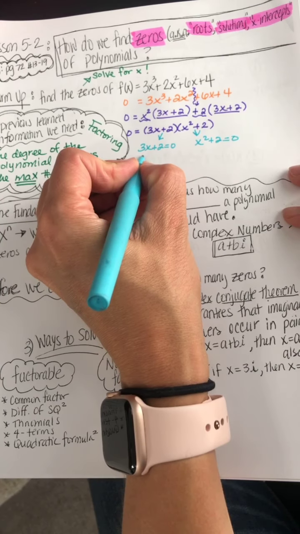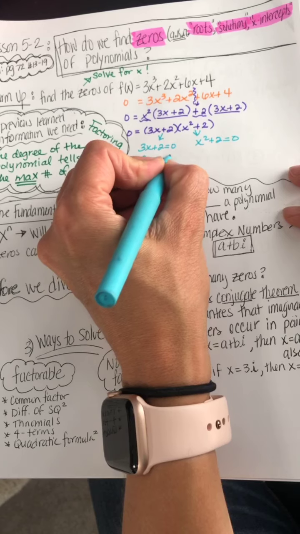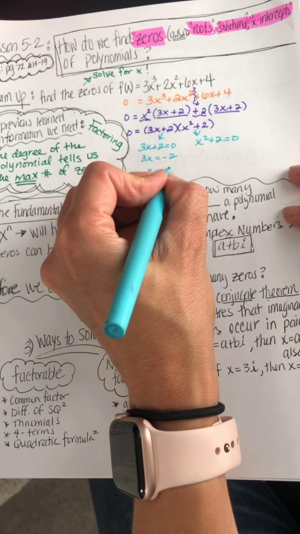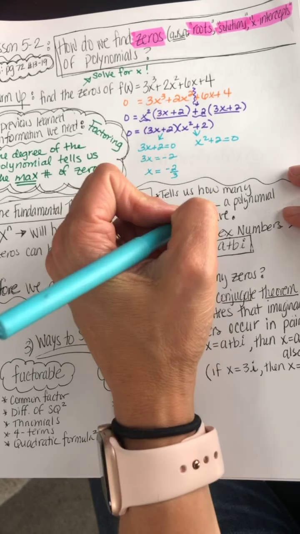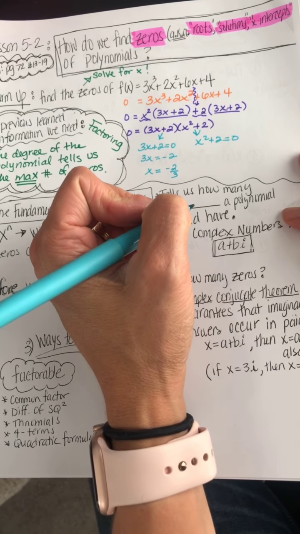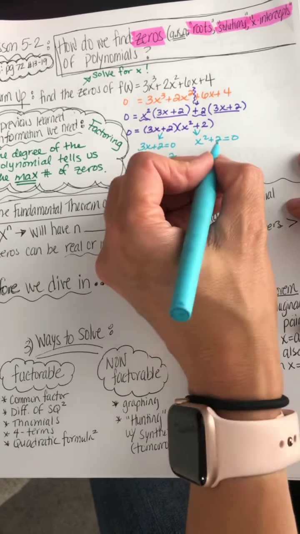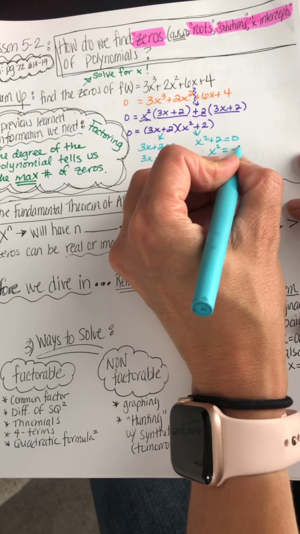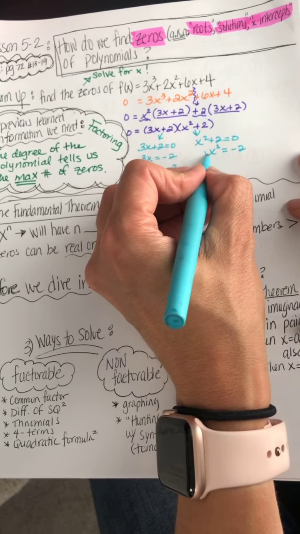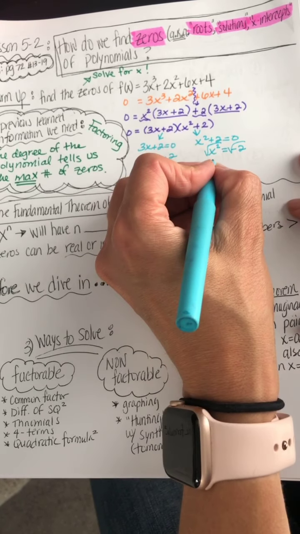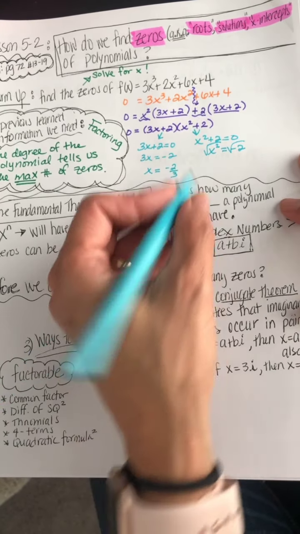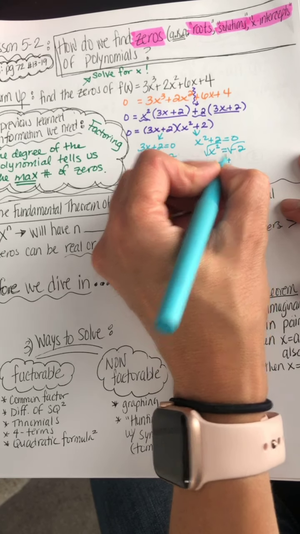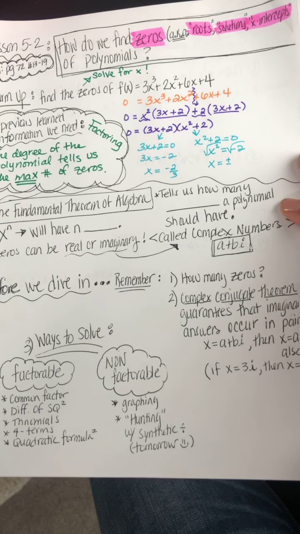Subtract 2 on both sides, we'll get 3x equals negative 2. Divide both sides by 3, and we'll get x equals negative 2/3. So there's one solution. For the other one, we need to subtract 2 from both sides, and we'll get x squared equals negative 2. We'll take a square root on both sides, and anytime we are solving for x and having to take a square root, that x has a plus or minus version, a positive or a negative version.